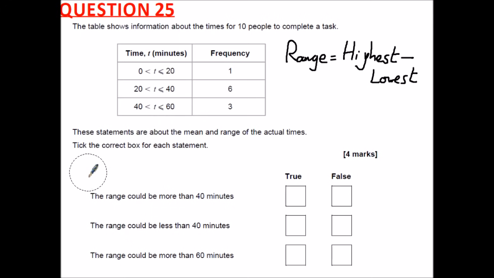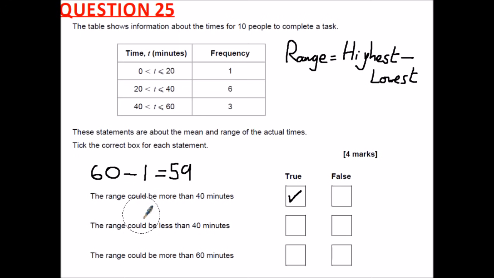So the maximum range would be the biggest possible value, which would be 60, and take away the smallest possible value. Now, although t couldn't be 0, t could maybe be 1, for example. So maybe 60 take away 0 if you wanted, or 60 take away 1 if you don't want to say it's actually 0. The range could be as big as 59. So yes, the range definitely could be more than 40. It could be 59 point something.